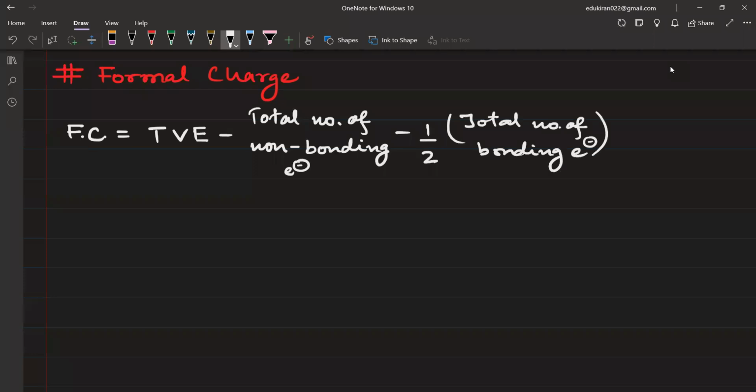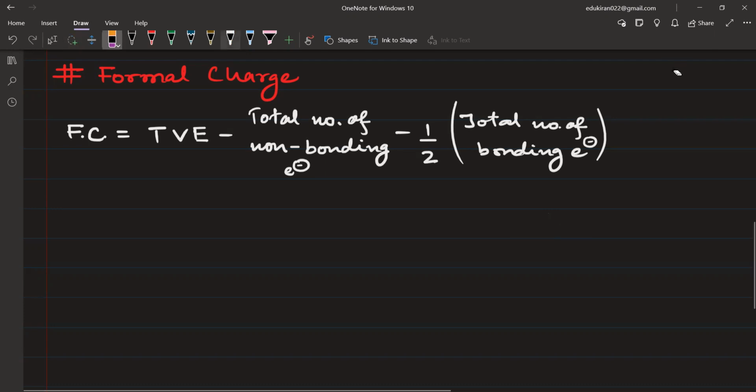Essentially, what we are seeing here is, either you can add an electron or you can remove an electron. If you're adding an electron, it will be going towards the non-bonding. And if you're removing an electron, it will be shown in the total valence electron. That means positive or negative charge. We take the total number of non-bonding electrons because they are attached to only one atom. But for bonding electrons, in one bond we have two electrons, and only one of them belongs to atom A and the other belongs to atom B. That is why we have taken half.